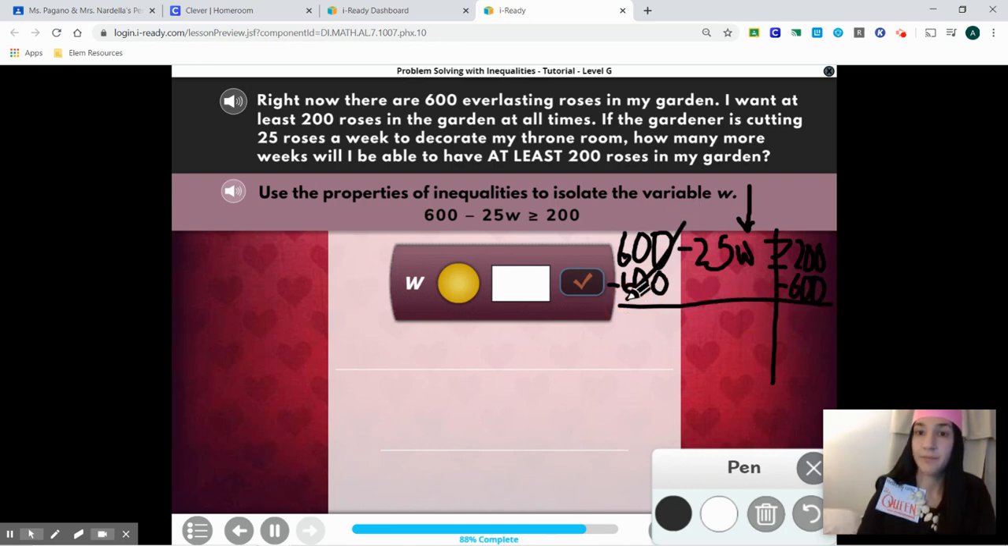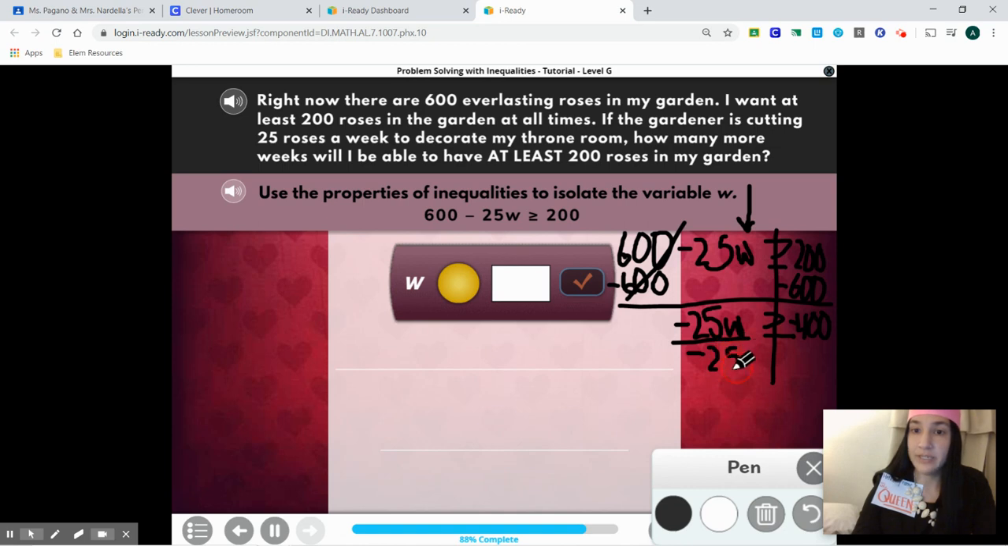These will cancel. We will bring negative 25W straight down because we didn't touch any of that yet. Bring our inequality symbol down exactly how we see it. And now we have to do 200 minus 600, which gives us negative 400. W is still not alone. We have to divide both sides of our inequality by negative 25.